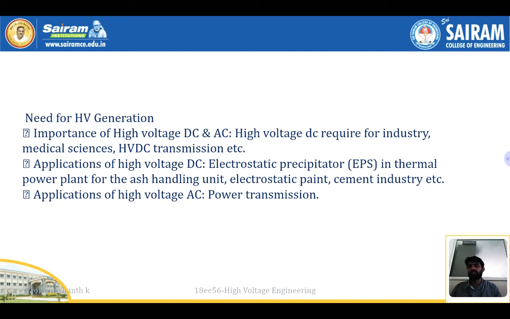In HVDC transmission, the voltage from the generator, say from the thermal power plant at Ballari or Raichur to Bangalore, is high voltage DC, not high voltage AC, because DC has more advantages compared to AC, so we are preferring DC, right? So that's the thing. We are going to place a DC connection.